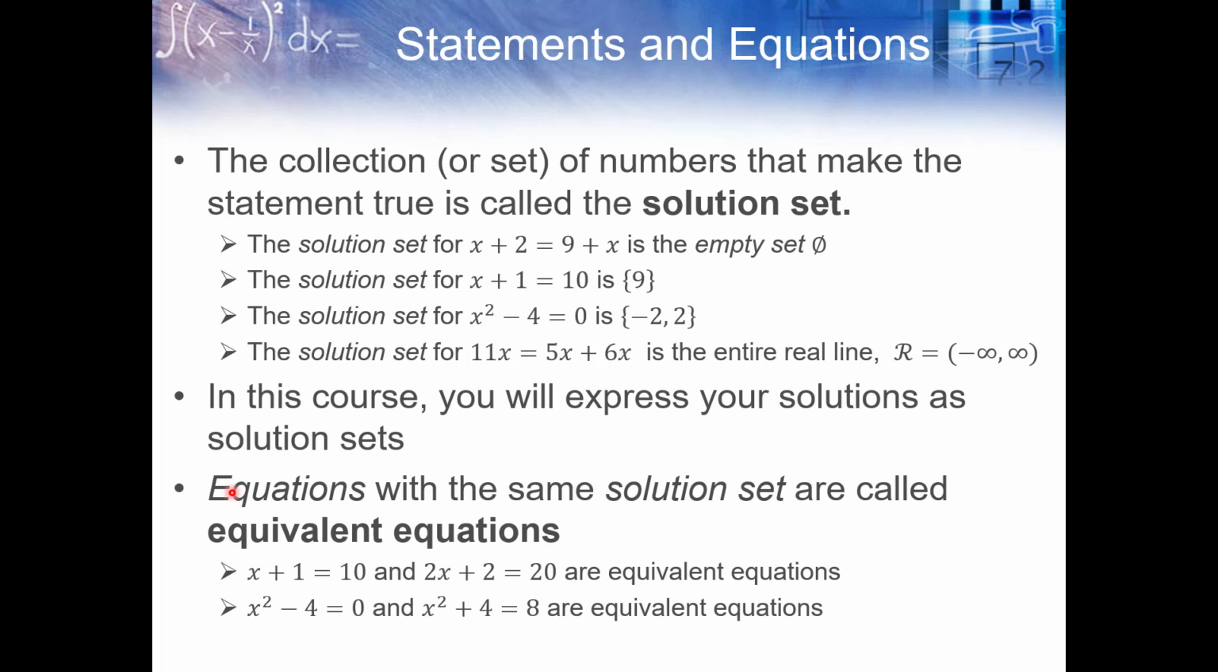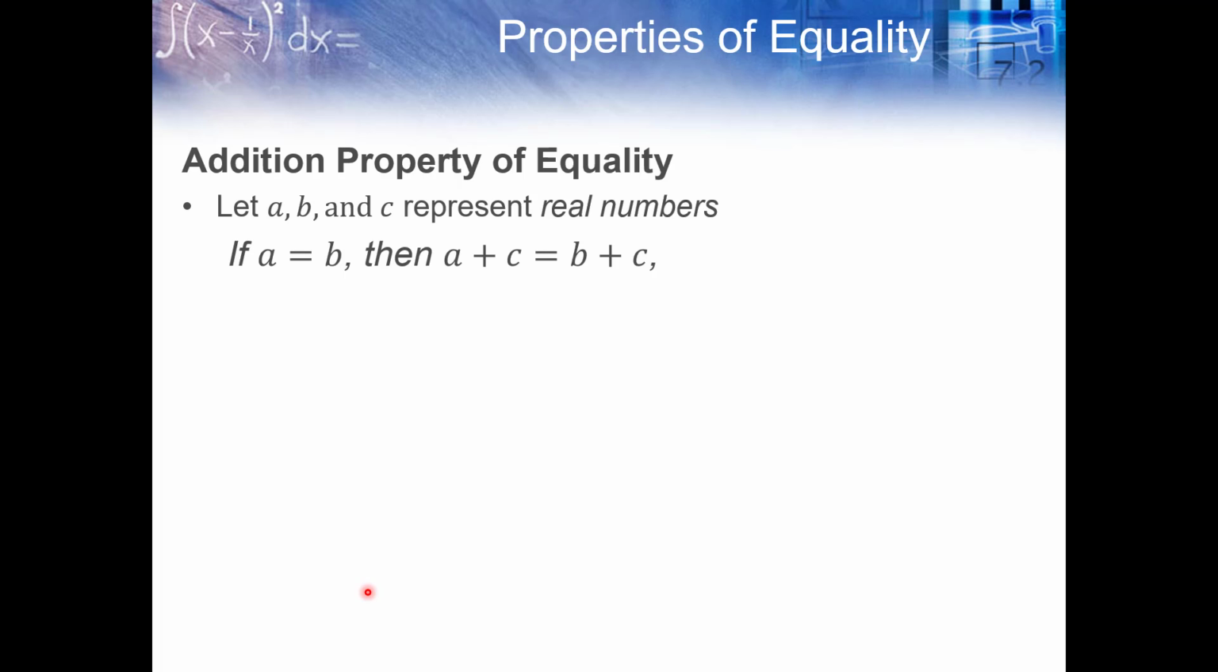Now, also, if you have 2 equations that have the exact same solution set, you would say that those equations are equivalent. For example, x plus 1 equals 10 and 2x plus 2 equals 20 are equivalent equations. Why? Because they have the exact same solution set, which happens to be 9. You can apply the same argument to these 2 equations down here. Okay, now in solving linear equations, or equations of any form, we tend to use 2 properties of equality. The first property of equality is the addition property of equality.